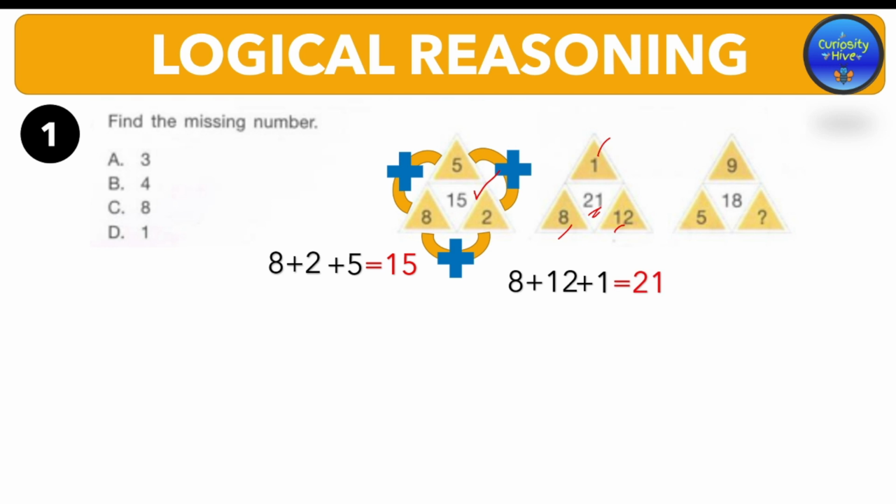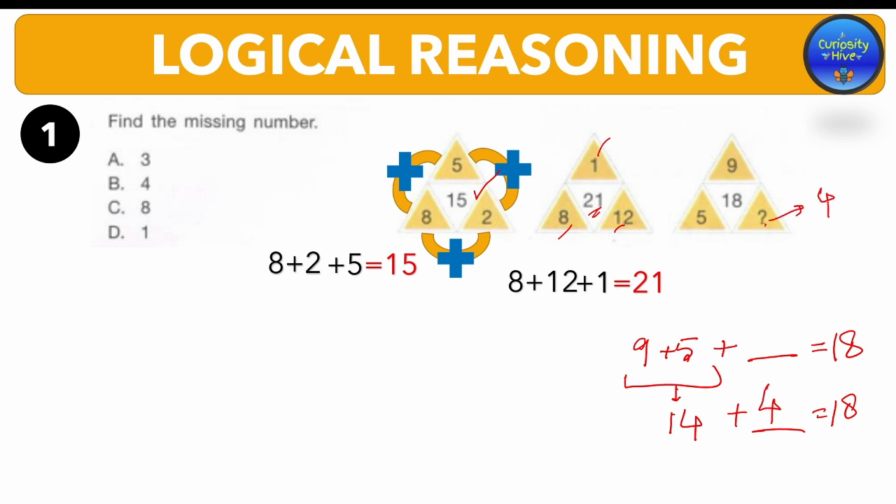So similarly, in the third block, it will be 9 plus 5 plus something is equal to 18. Now 9 plus 5 is 14. Plus what is equal to 18? Well, 14 plus 4 is 18. So this answer is 4, which is your option B.